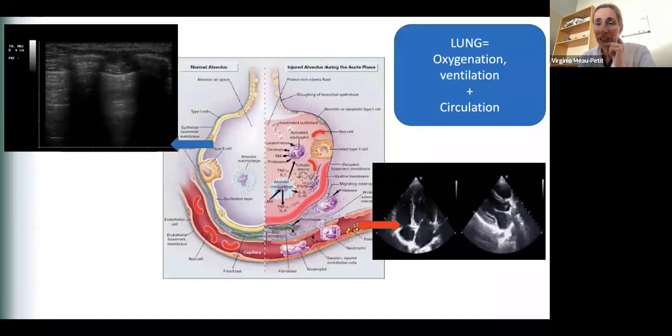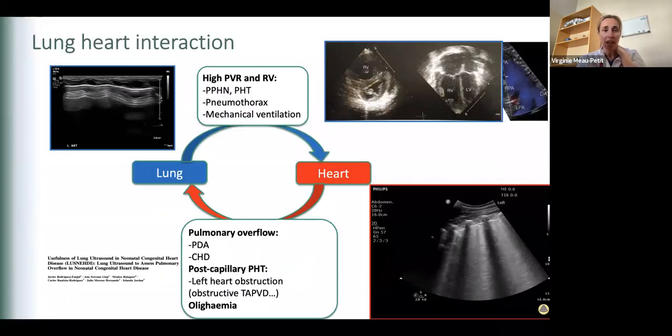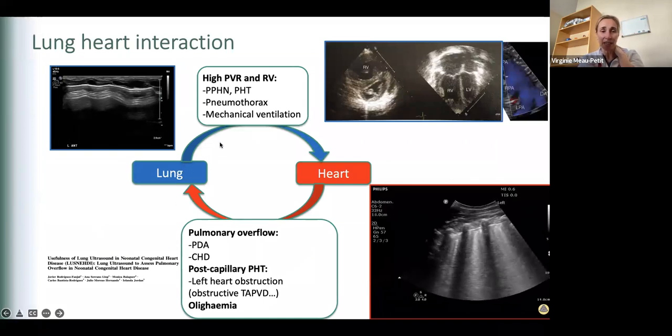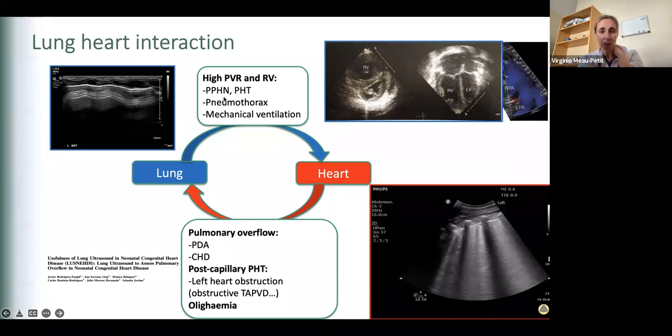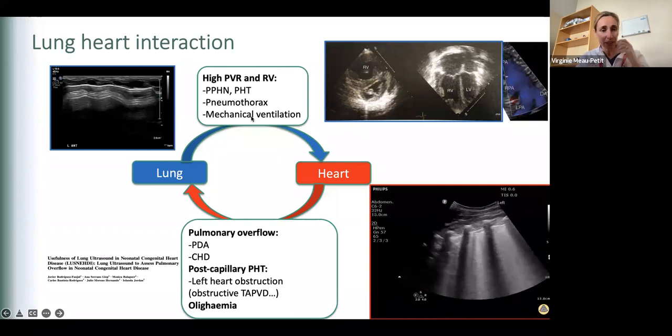And I will just finish with this short word reminding us that lung is not only airways, and I think this is a limitation of lung ultrasound. It's not only airways; we have to assess the circulation and hemodynamic effect as well. And we know that there is this heart-lung interaction of mechanical ventilation. And yes, lung ultrasound can help because we know some conditions such as PPHN, pulmonary hypertension later on, pneumothorax or mechanical ventilation not properly set up.